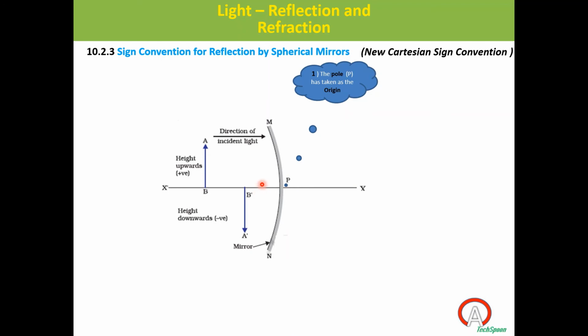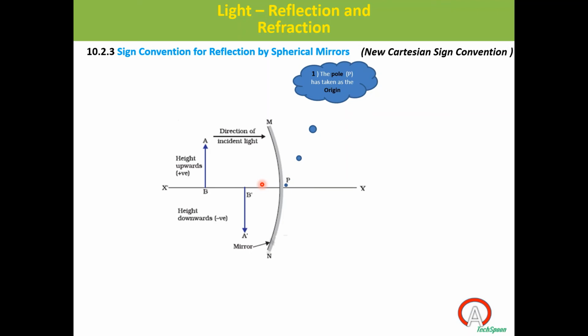So object distance, you are clear? Image distance, you are clear? Focal length also, you are clear? It should be clear, otherwise you will not be able to understand the coming topics.